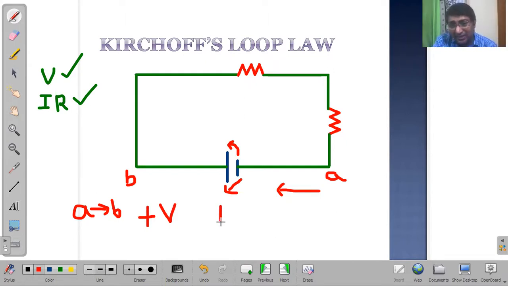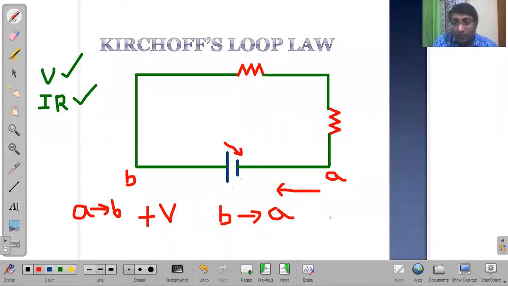Now let's imagine a different scenario. If you're moving from B to A, let me erase this particular thing. Yeah, you're moving from B to A. And this time, at this particular location, you're at high potential and you're jumping to a low potential region. So essentially, this time your potential is decreasing. When you're walking in this park, you're jumping from a big rock to a small rock. That means your potential is decreasing.